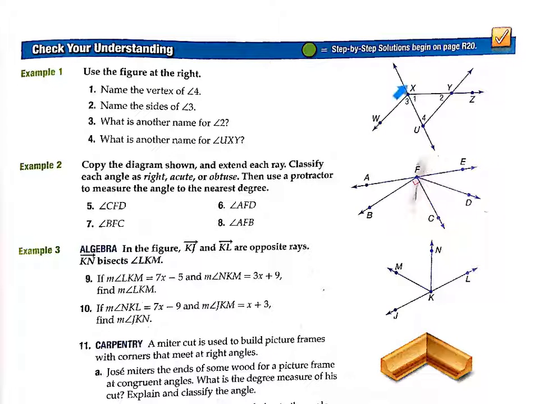Now technically you would want to say ray XU. So if I wrote that up here, it would look like this: ray XU and then ray XW.